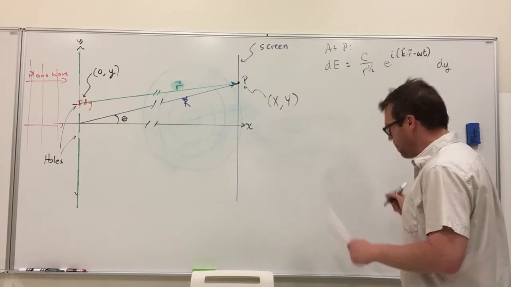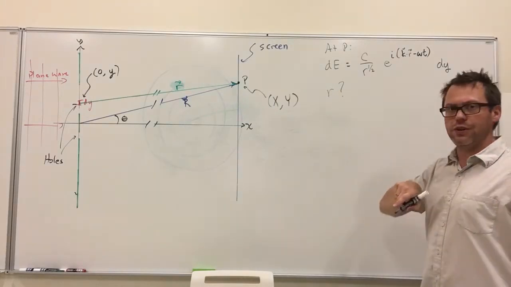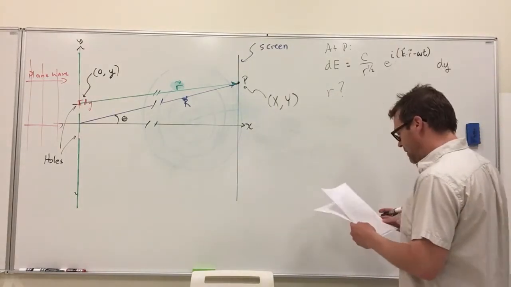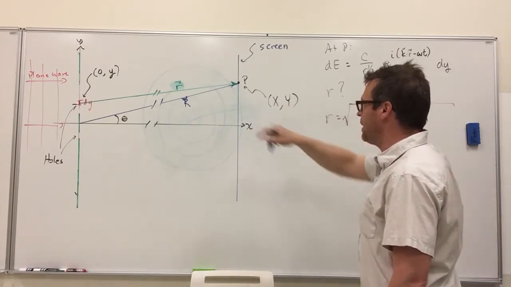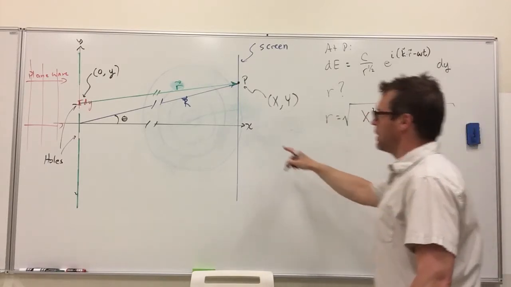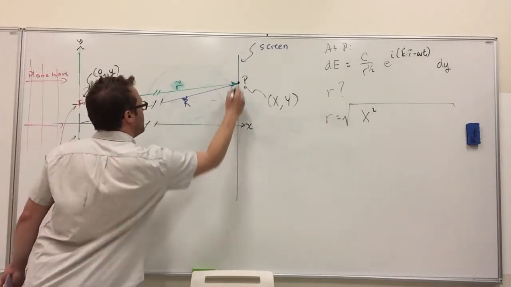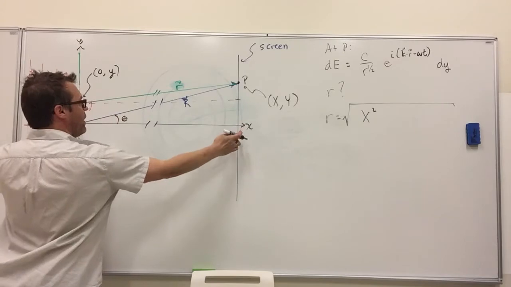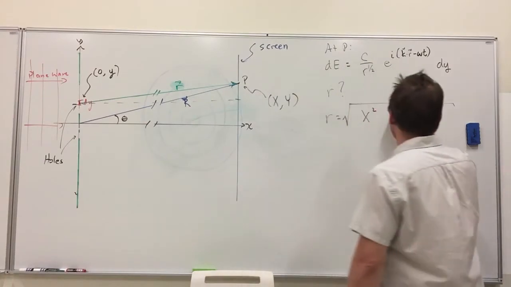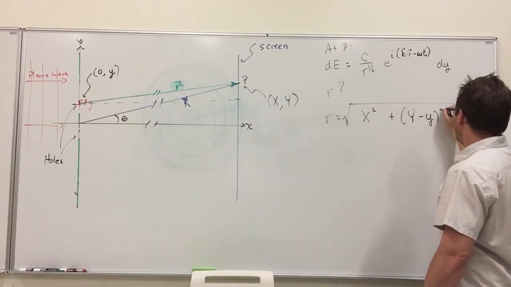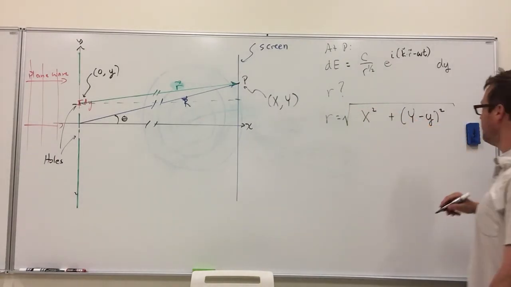Okay, now the question is, what is r? The magnitude of the green vector in this picture. So what is the magnitude of r? Well, if we look at the picture, it's pretty clear that it's the square root of x squared plus this little distance right here squared, which is big Y minus little y, squared. All right? So that's the magnitude of my green vector r.